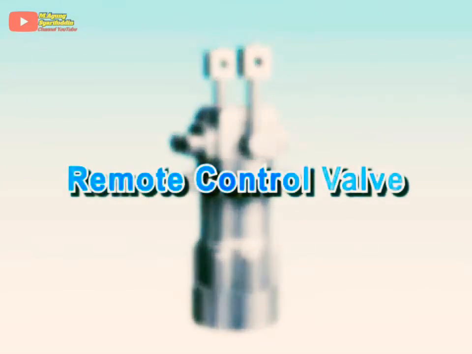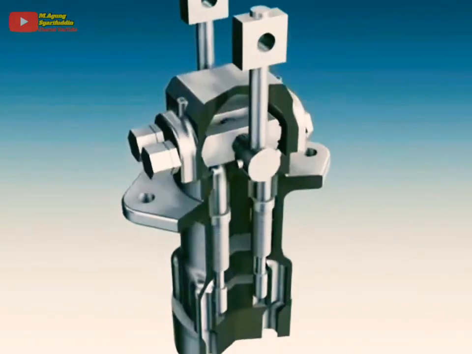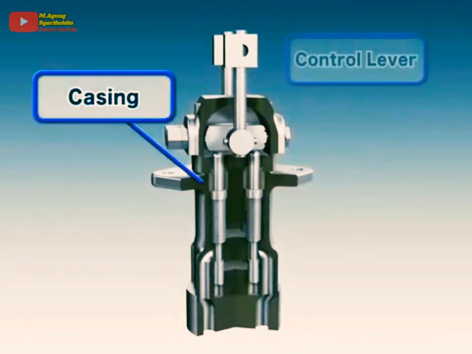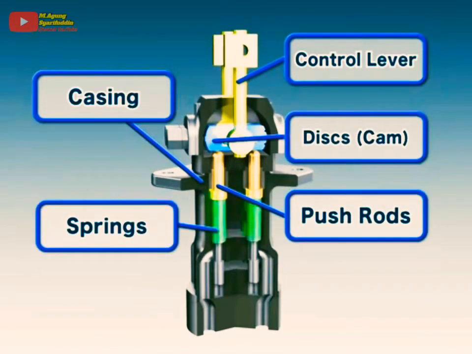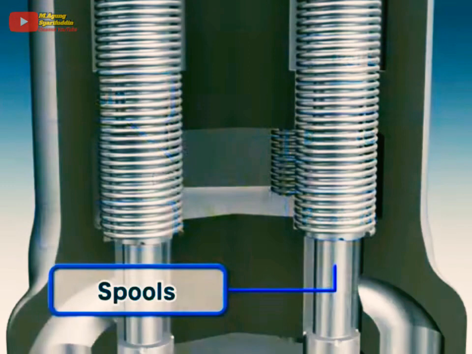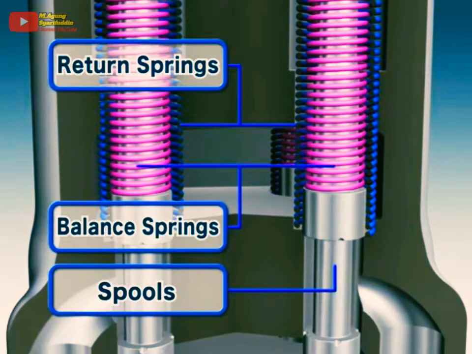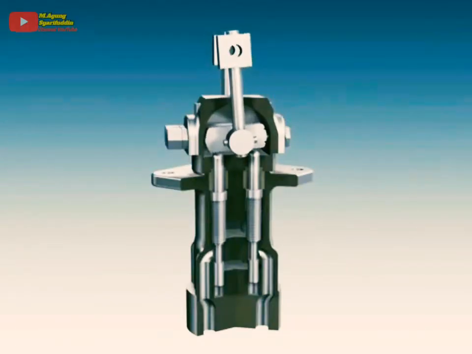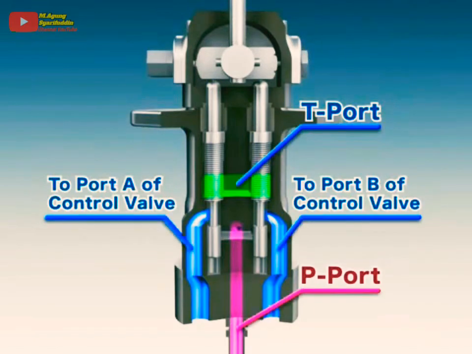The remote control valve directs hydraulic oil to different ports to act as pilot pressure. The valve is composed of a casing, control levers, discs, push rods, springs, spools, and other components. The spool is equipped with two types of springs: a return spring to return the control lever, and a second pressure balance spring. When the lever is operated, the push rod is pushed down, moving the spool. This allows for hydraulic oil from the pump port to be directed to either port A or port B.